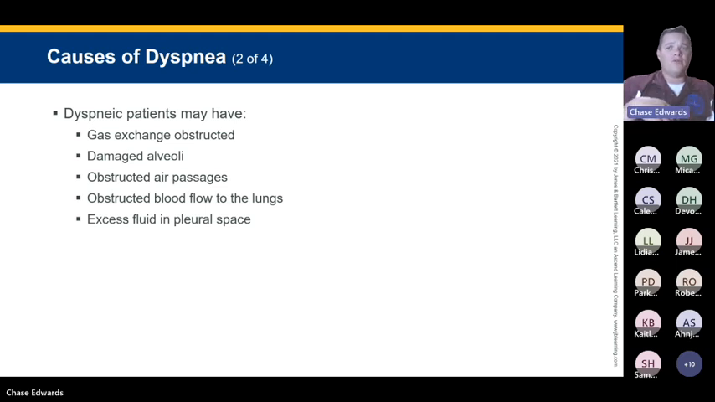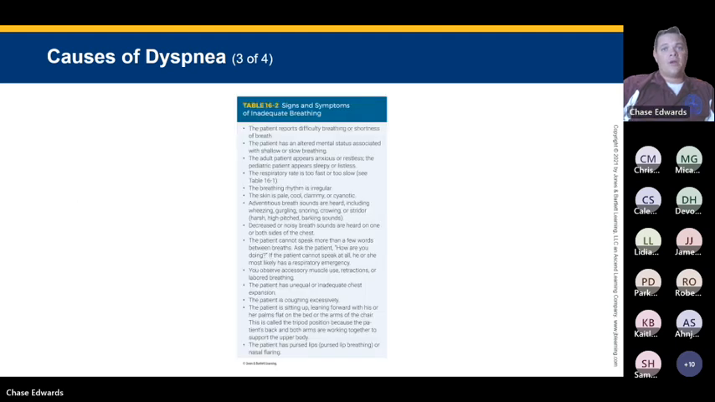The pleural space is filled with air or excessive fluid, so the lungs can't properly expand. So the pleural space is the space between the ribs and the lungs themselves, like pneumothorax or hemothorax. We're talking about blood, or air and blood, which is hemopneumothorax. All right, so you can see here, this is a table that shows the signs and symptoms of inadequate breathing. Probably a good picture right there.